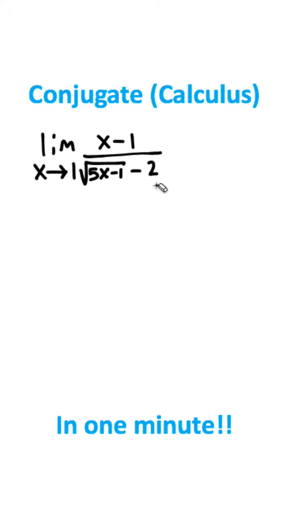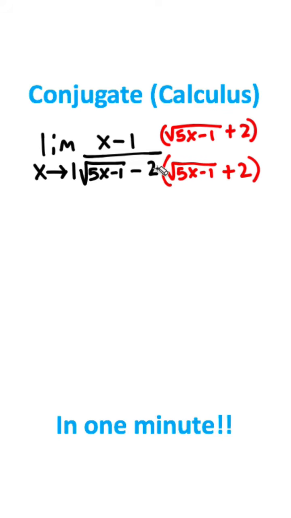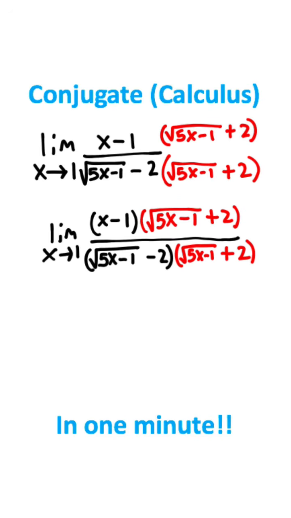Now the conjugate is just taking the sign between the radical and the number and changing it to the opposite sign, and multiplying it by the top and bottom of your fraction. So this is what the conjugate looks like. Notice how we just took this expression here and changed that minus to a plus. Now what I'm going to do is combine, and I'm only going to multiply out the bottom of the fraction.